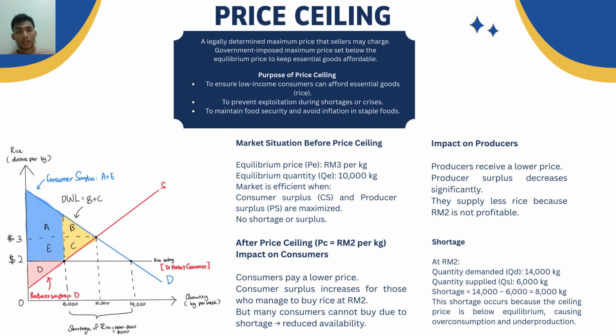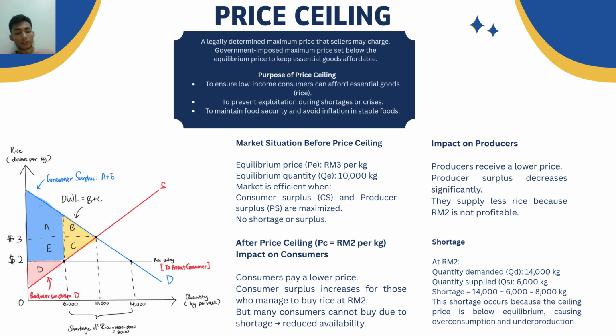Next is price ceiling. A price ceiling is a legally determined maximum price that sellers are allowed to charge. It's set by the government below the equilibrium price to make essential goods more affordable, especially essential items such as rice. The purpose of a price ceiling is to help low-income consumers, prevent exploitation during shortage, and maintain food security.